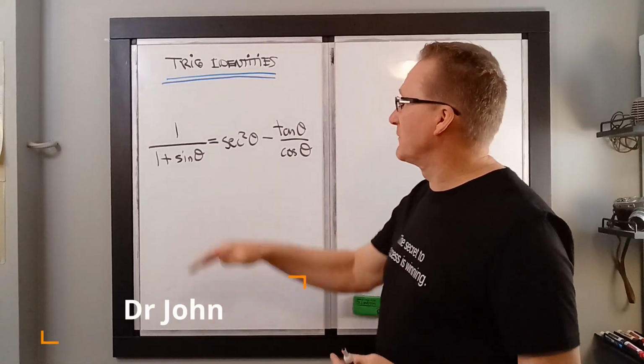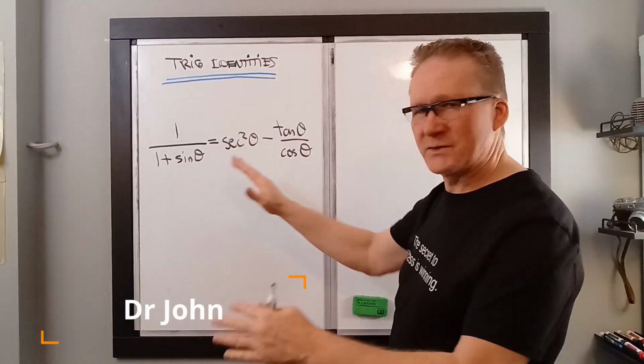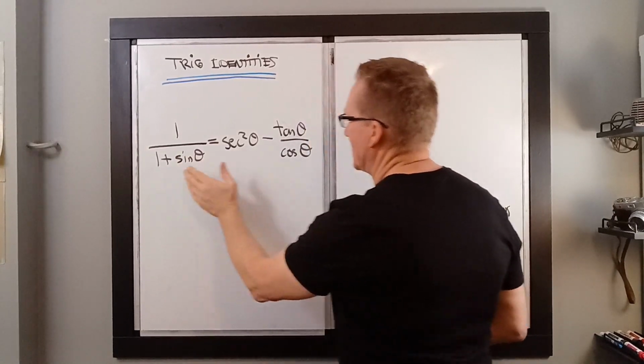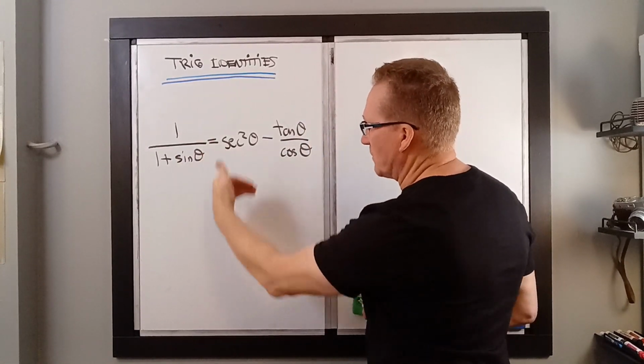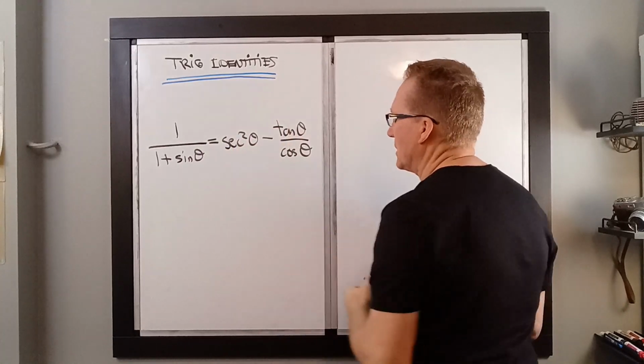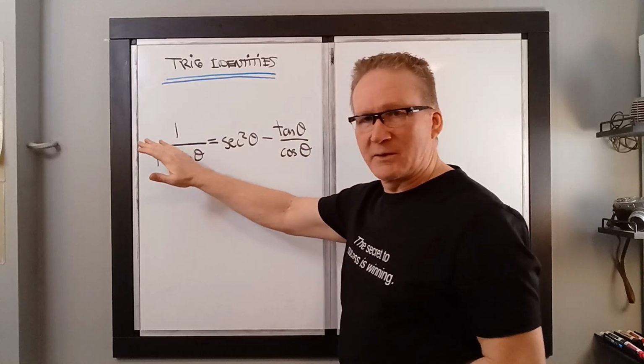I'm Dr. John, your physics and math professor, coming to you with another trig identity. This one looks sort of complicated. It's got 1 over 1 minus sine theta on this side, and then a secant squared, which is 1 over cosine squared, tangent and cosine, sort of a mixture there. Hard to know which is the easier side and which is the harder side.